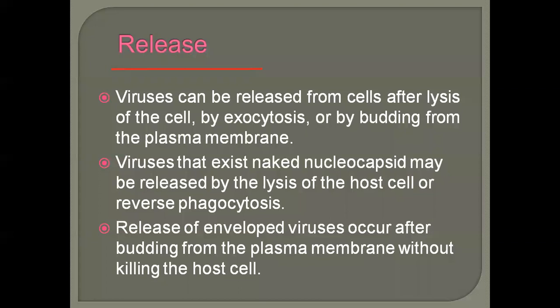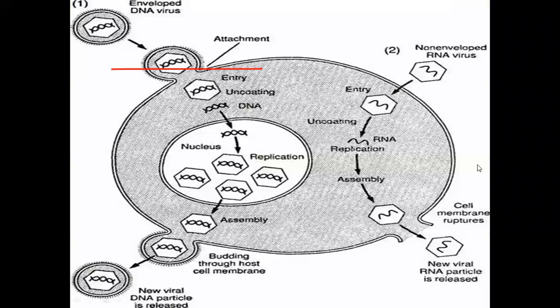For their progenies, they may be formed by budding or by lysis, by killing the host cell. Okay. See how the mechanism occurs. This is a video of an enveloped virus. The enveloped virus comes nearer to the host cell. When it reaches the host cell, it has become a virion. When it attaches, the envelope dissolves with the cell wall of the host cell.